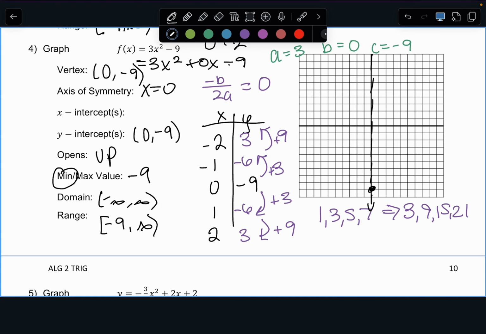So draw your axis of symmetry. (-2, 3) is a point. (2, 3) is a point. And then (1, -6) and (-1, -6).